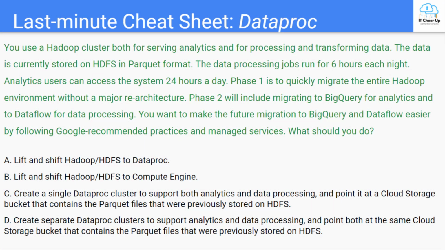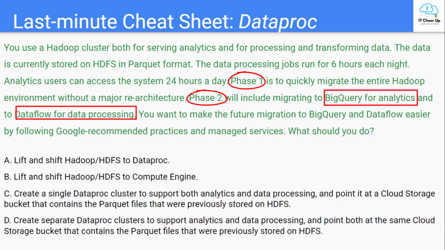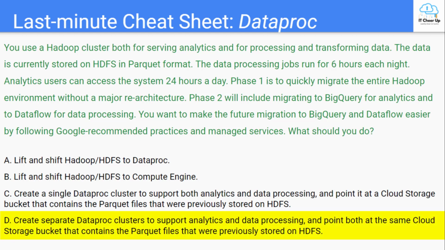Please read the question, pause the video, and try to answer it yourself. Ready? I highlight the keywords of this question. Two phases delivery. Separate analytics and data processing, with BigQuery and Dataflow in phase 2. So the correct answer is D.